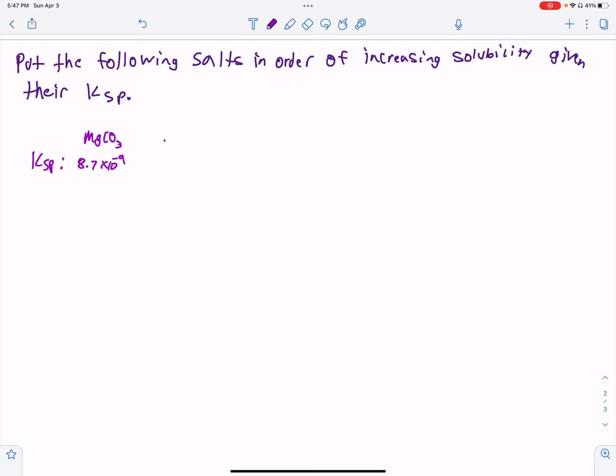Let's say I have barium hydroxide, which has a Ksp equal to 8.9 times 10 to the minus 12. I feel like I said the wrong number there. But anyway, let's say then I have zinc chloride, and that has a Ksp equal to 1.6 times 10 to the minus 10. And then I have copper(II) bromide that has a Ksp equal to 4.6 times 10 to the minus 6.